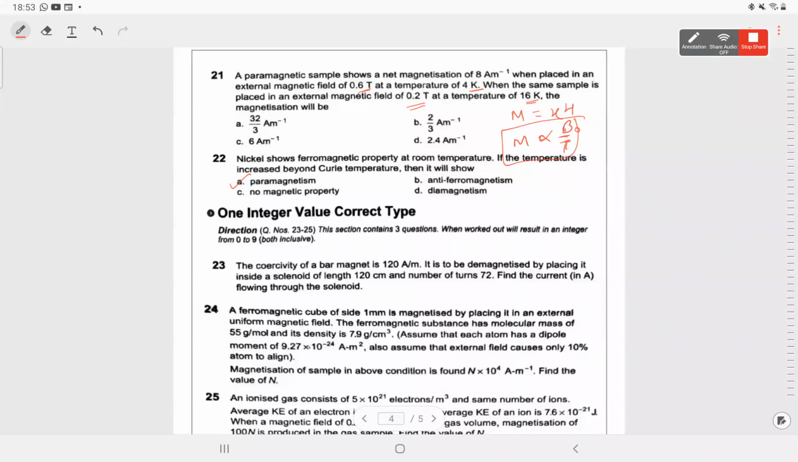Next class for the weekend batch tomorrow, we will start electromagnetic induction.